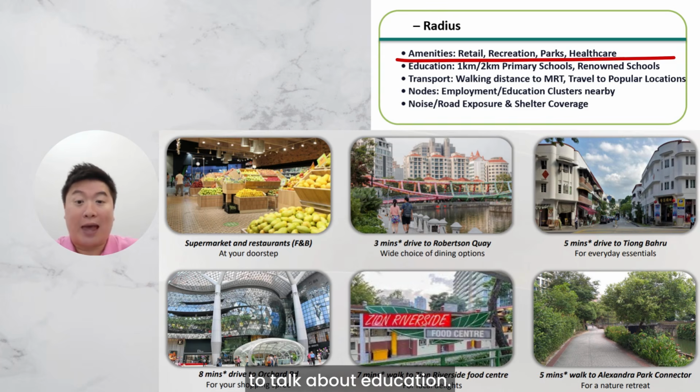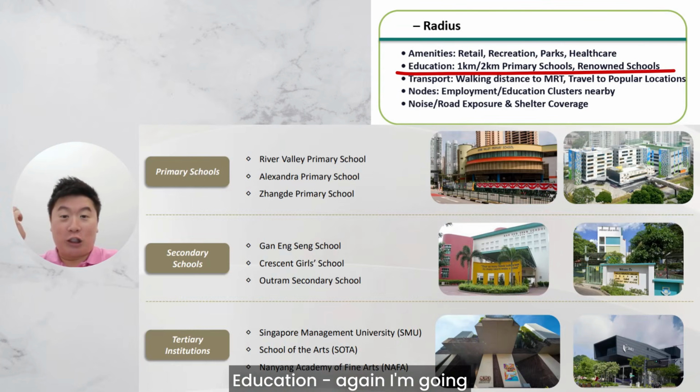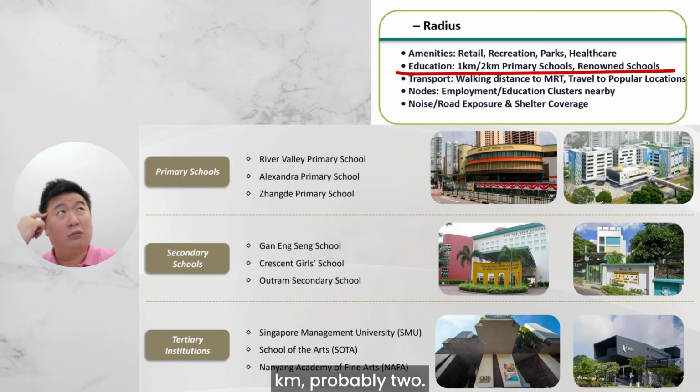Now let's move on to talk about education. Again, I'm going to use the brochure material. So River Valley Primary School within 1 km. Zhonghua and Alexandra, okay, Alexandra maybe within 1 km, probably 2. Zhonghua is definitely 2. But Zhonghua isn't a famous school. Yeah, I know because I'm an alumni there. It's only 100 plus. The rank is 100 plus, so don't bother.